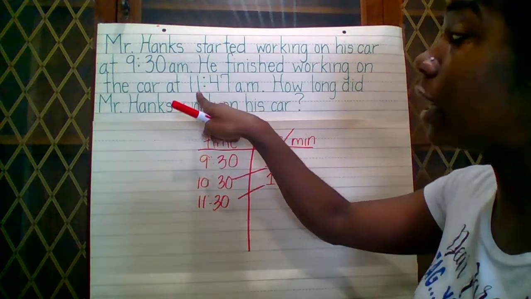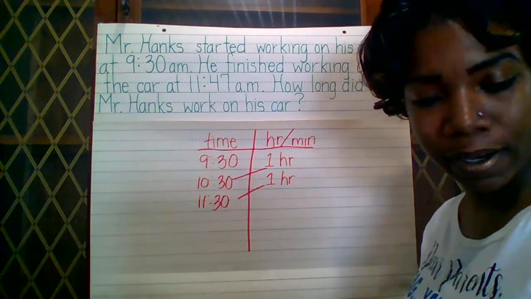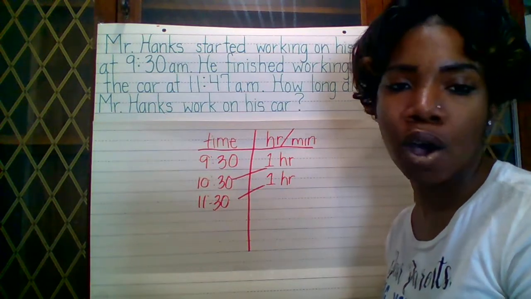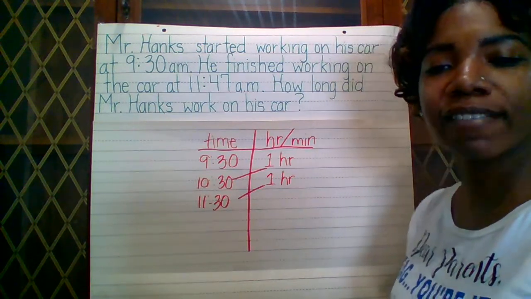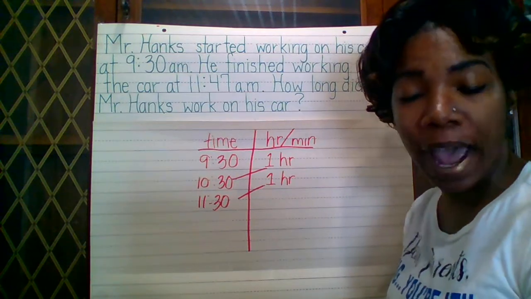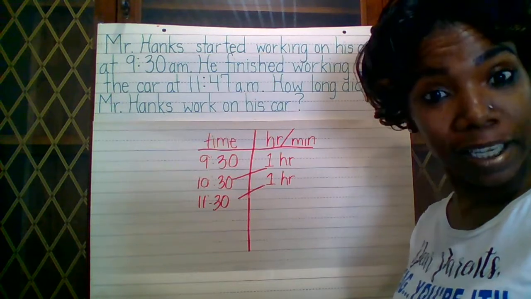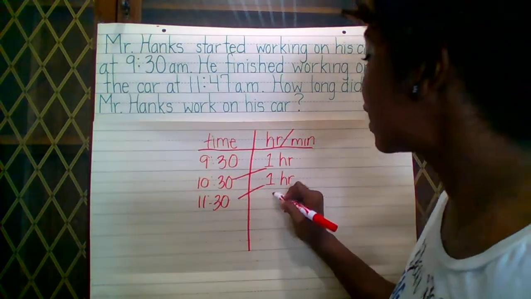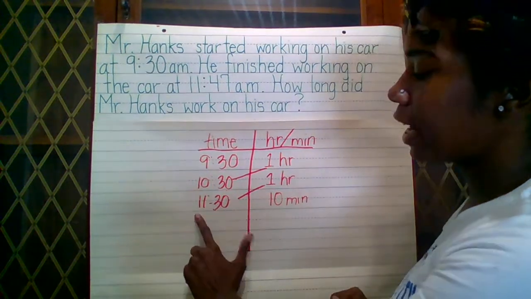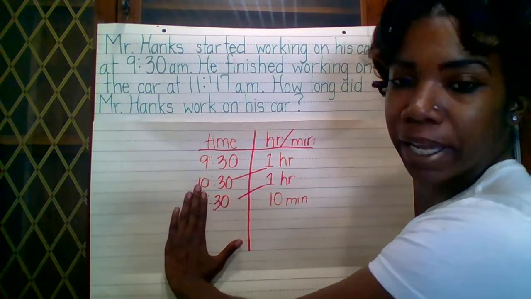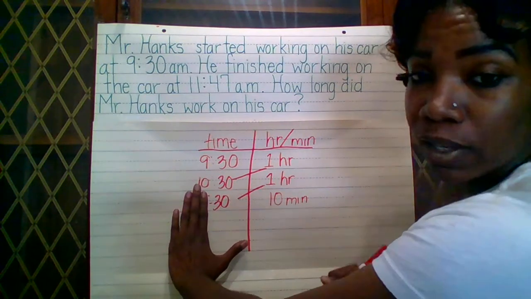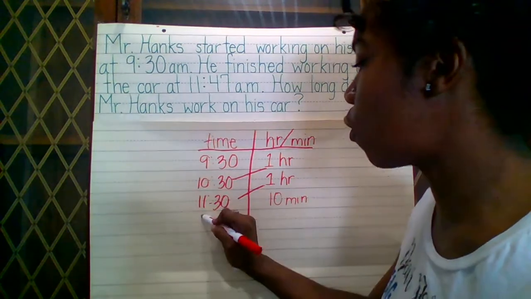And I need to get to 11:47. Can I jump another hour? No, we cannot. So now we have to go by minutes. What will be the quickest way? 10 minutes? Awesome. So let's go 10 minutes. If I'm looking at 11:30, I need to only look at the minutes, which is 30. So I add 10 to my 30, which will give us what time? 11:40.